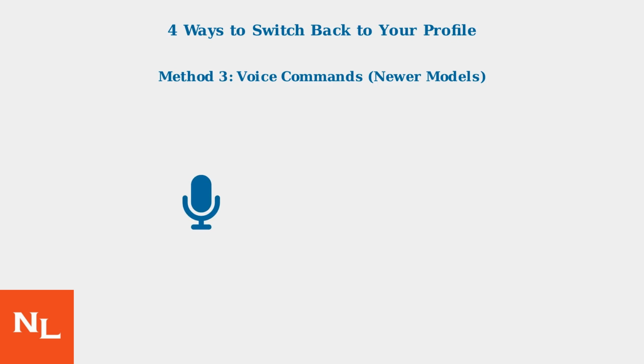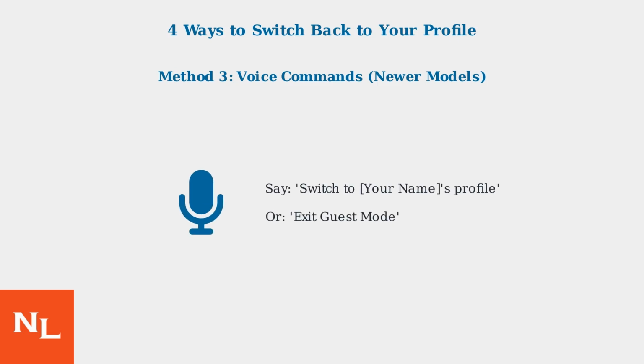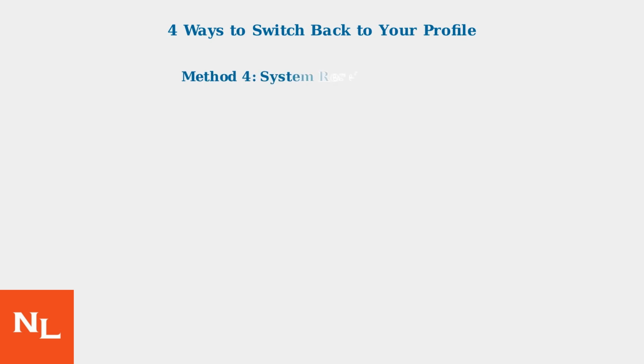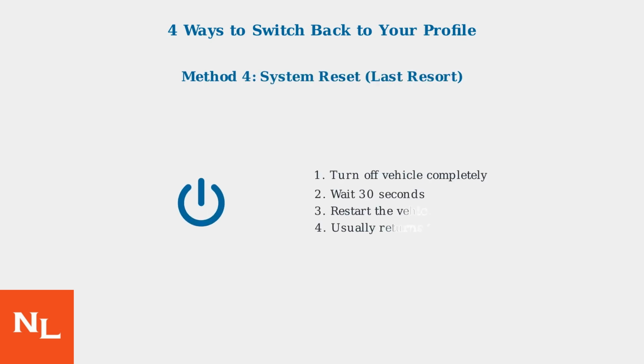Method 3 is available in newer Toyota models with voice recognition. Simply use voice commands like "switch to your name's profile" or "exit guest mode" for hands-free switching. Method 4 is a system reset approach. Turn off the vehicle completely, wait 30 seconds, then restart. In most cases, this automatically returns the system to the primary profile.